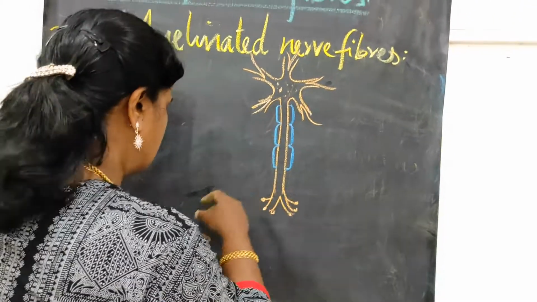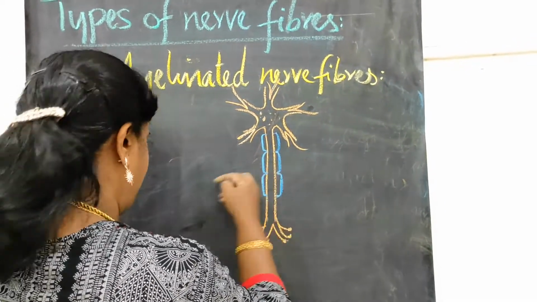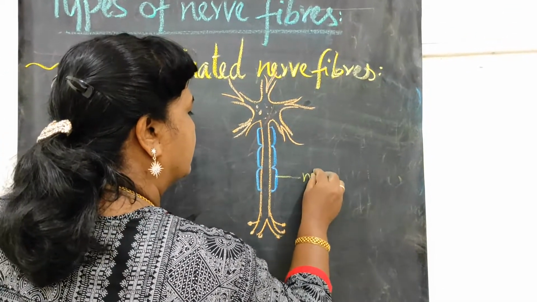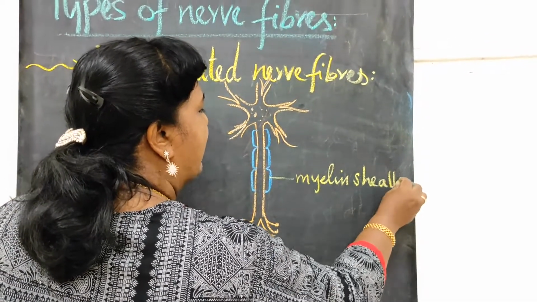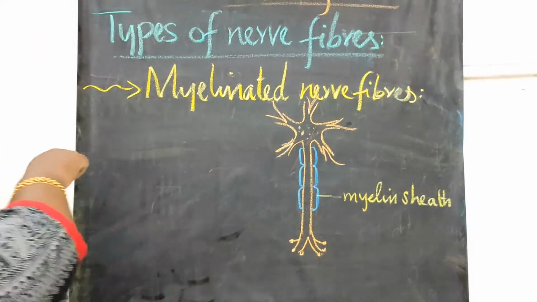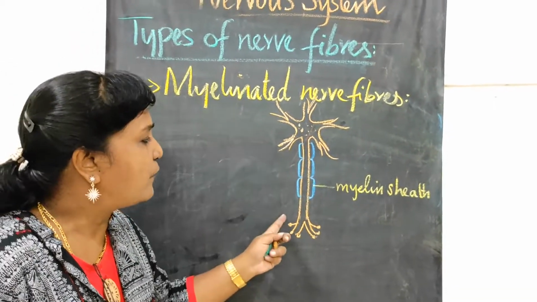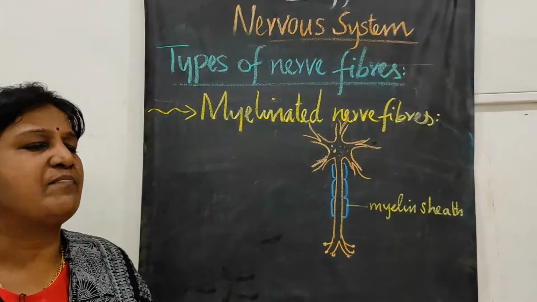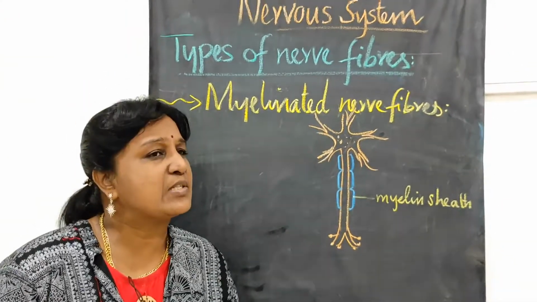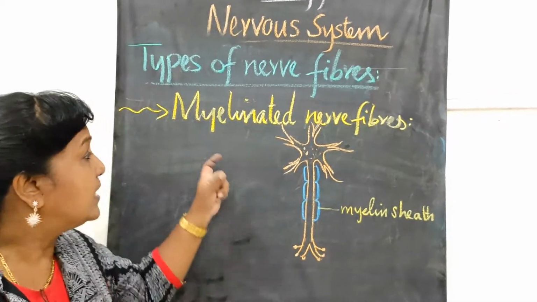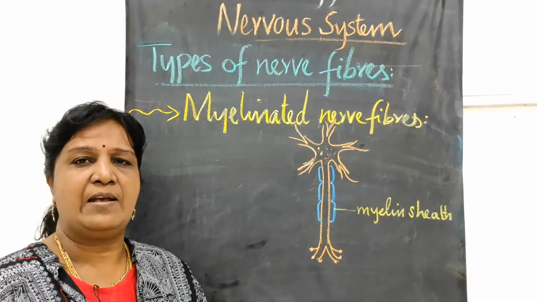If the axon is covered with a myelin sheath, it is said to be myelinated nerve fibers. And this type of neuron is seen in the white matter of the brain. In the brain there is white matter as well as grey matter. So, these myelinated nerve fibers are seen in the white matter of the brain.